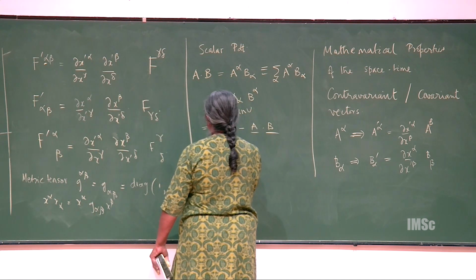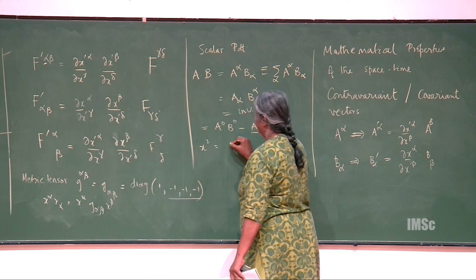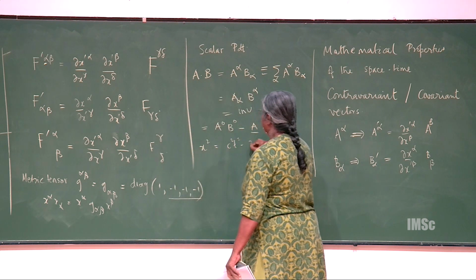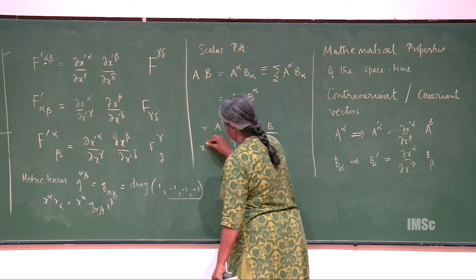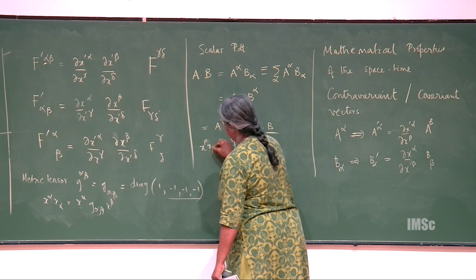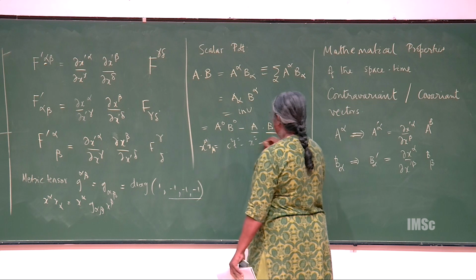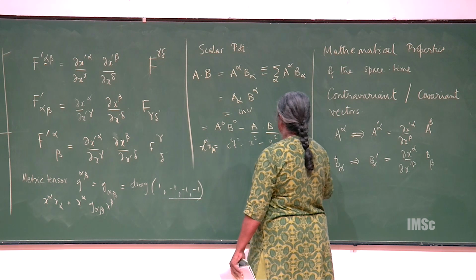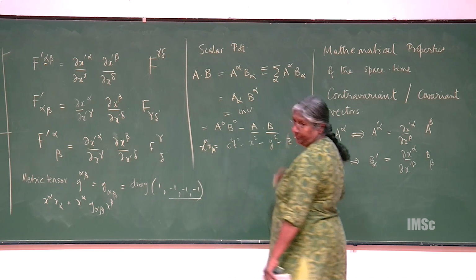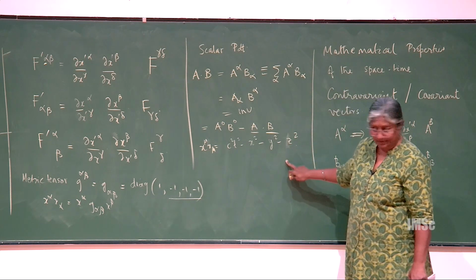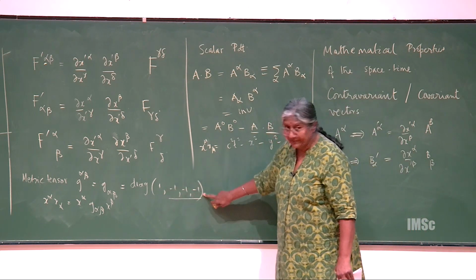So for x squared, it will give me c squared t squared minus x squared minus y squared minus z squared. So it will give me this invariant, right? You can see that here. So this is a very convenient thing.